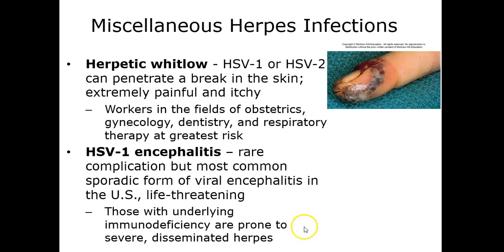We also mentioned some of the other infections. Herpetic whitlow is a big one, and this can be derived from either HSV1 or HSV2. It is localized to the finger, and it's common in folks who are in the medical fields. And then there is also a very rare encephalitis. It's an occasional complication, but it's the most common sporadic form, sporadic meaning once in a while, occasional, of viral encephalitis in the U.S., and it is extremely life-threatening for individuals that are immunocompromised.